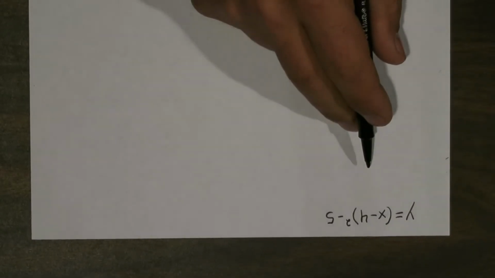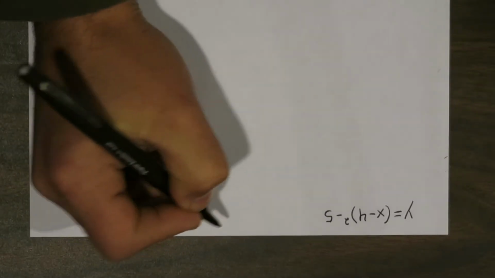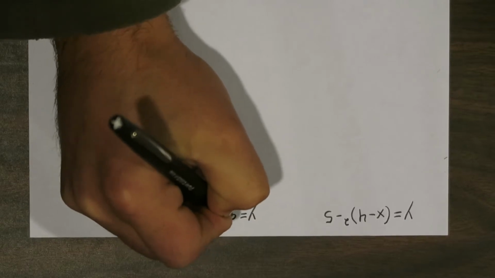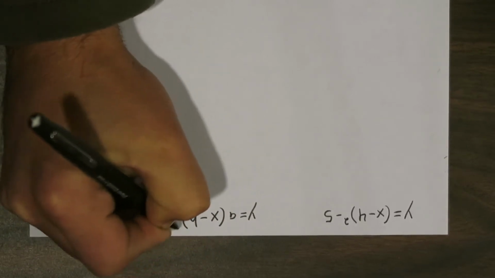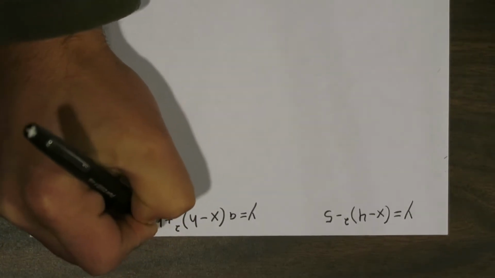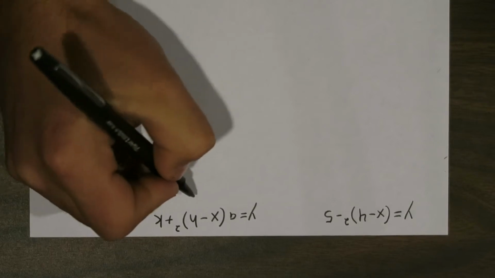Today we're going to graph some parabolas. So this first one is written in what's called vertex form, or graphing form. Graphing form looks like this: y equals a times the quantity x opposite h squared plus k. So we're looking for three things, a, h, and k.